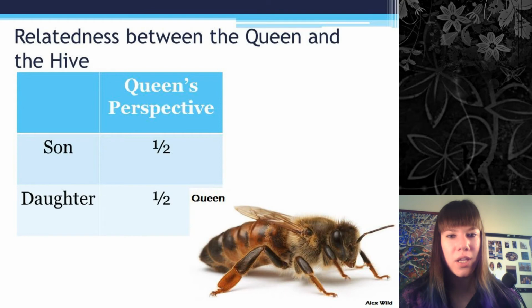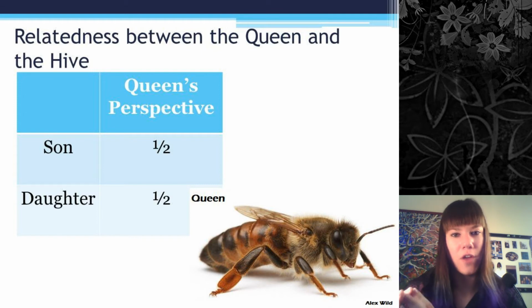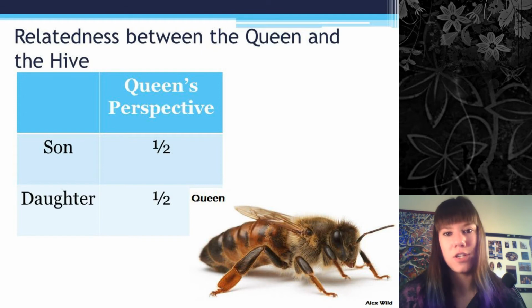If I am a queen bee, I am 50% related to my son because even though he's not getting any sperm, I'm still giving him an unfertilized egg, and so it's not my full genome that he's getting, it's only half of my genome. I'm also 50% related to my daughters, because again, she's getting half of my genome and half of her father's genome, and so I'm only half related to her, too.